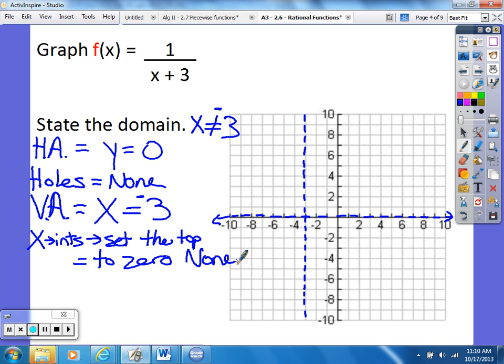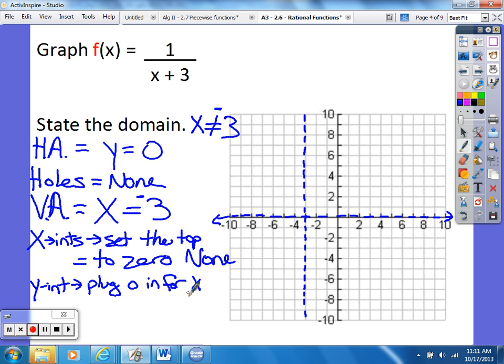Any questions so far? What else do we have to find? Y-intercept. These are my favorite. Okay, when I tell you something's my favorite, it's usually because it's easy, right? Plug 0 in for x.